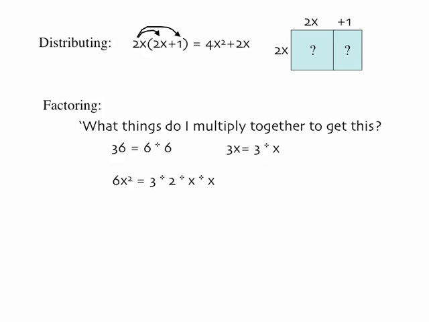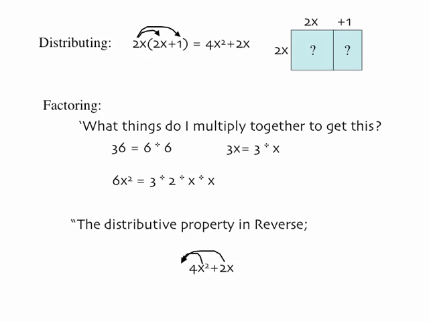So if we think about factoring as the distributive property in reverse, let's say that I start with the expression 4x squared plus 2x. I want to know what two things can I multiply together to get this expression. In other words, is there anything I can undistribute from both of these?